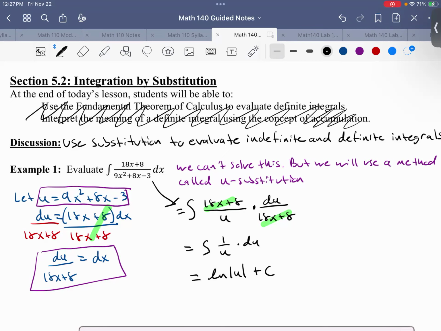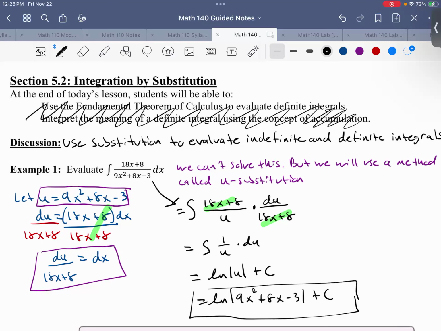But we aren't done yet because we do know what u equals. U equals 9x squared plus 8x minus 3. So I'm just going to finish this problem off by substituting back in what u equals because we want it in terms of x. So this will be natural log of 9x squared plus 8x minus 3 plus c. And that is our final answer.